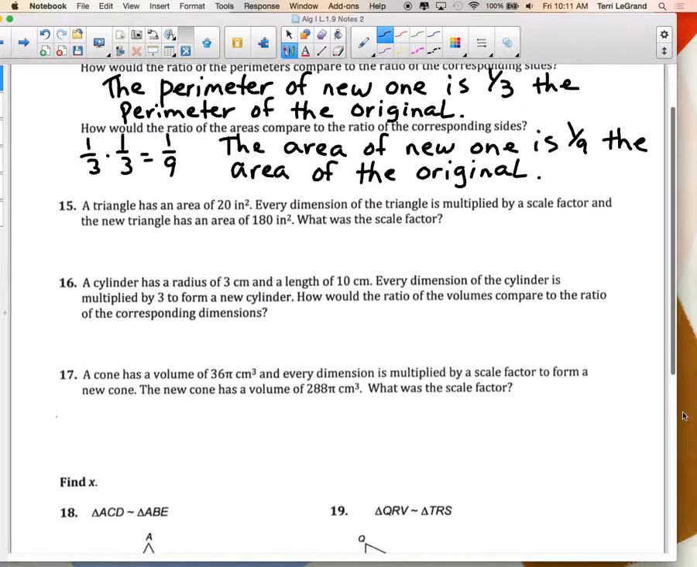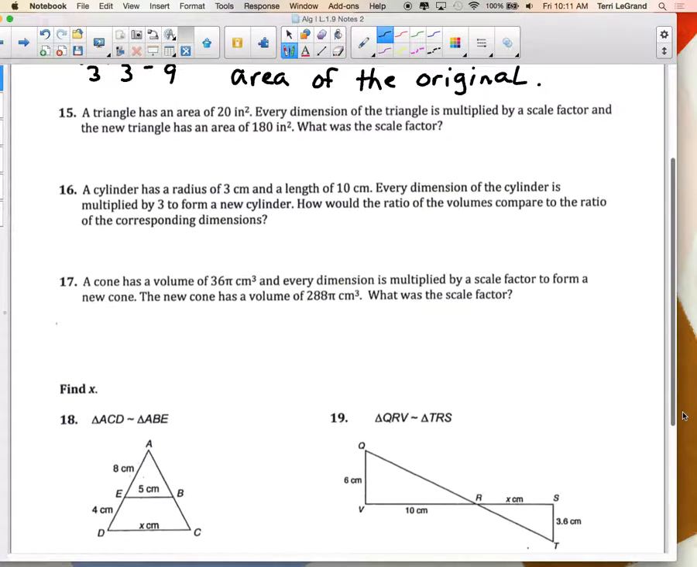Okay, let's try this next one. We have a triangle. It has an area of 20 inches squared. Every dimension of the triangle is multiplied by a scale factor, and the new triangle has an area of 180 inches squared. What was the scale factor? Oh, different question this time. What was the scale factor? What did they give us?